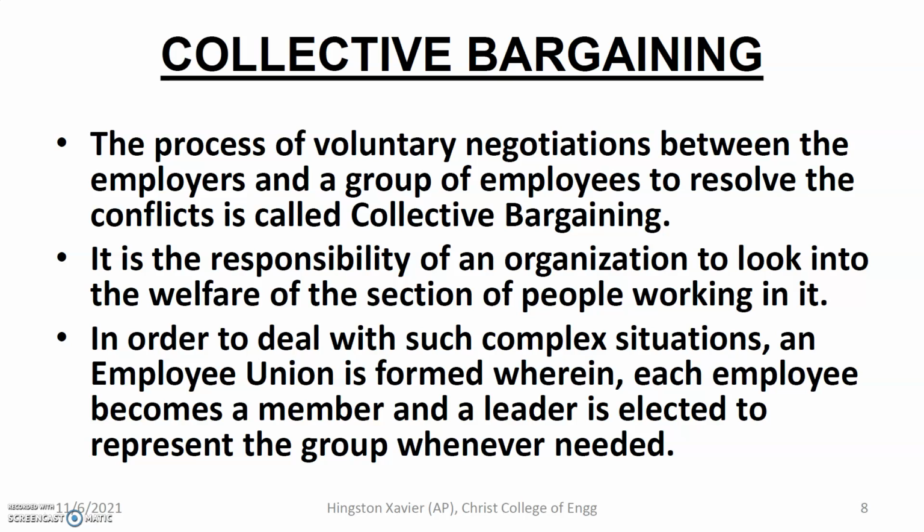So it is the responsibility of the organization to provide necessary trade unions, such that anything for the welfare of the employee should be taken care of by the organization. If it is not happening, definitely the strikes will be on, and there is a chance of shutting off the entire plant or entire organization. Okay, so this is what we call collective bargaining.